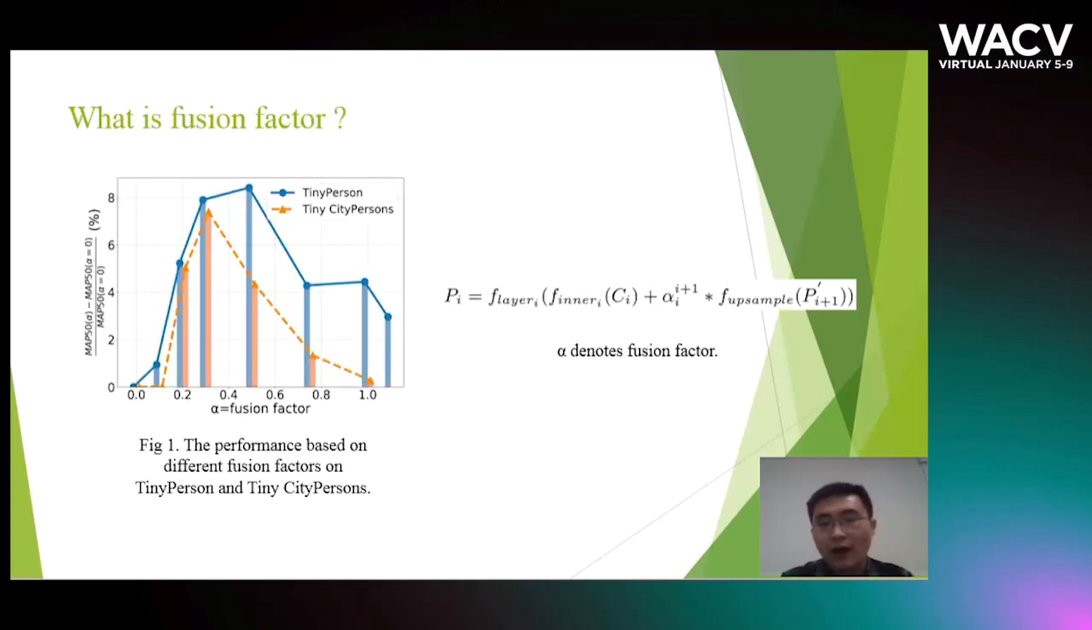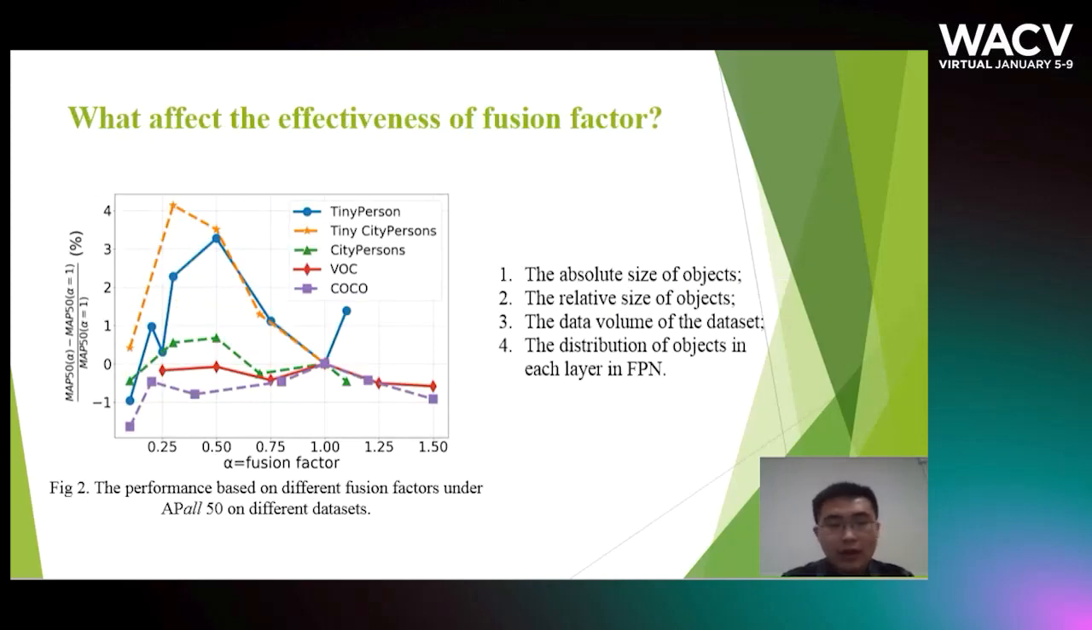The process of FPN aggregating adjacent feature layers can be represented by the formula on the right. We define the fusion factor as the fusion ratio when fusing features of two adjacent layers in FPN. We have studied what affects the effectiveness of the fusion factor in 5 datasets from 4 aspects. The final conclusion is that the absolute size of the objects affects the effectiveness of the fusion factor.